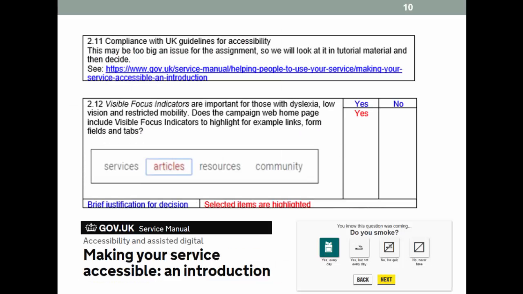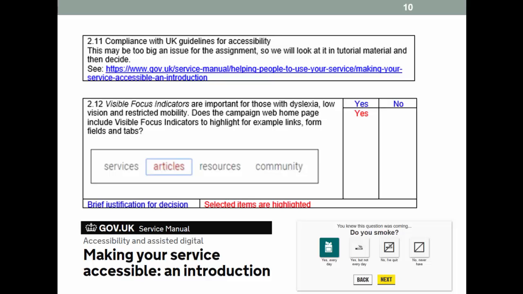There are very detailed UK guidelines on accessibility, and it's arguable that assessment using this is a major exercise in itself and may not be appropriate for a toolkit-based approach, which is meant to be a rapid analysis tool. So we'll consider that and decide whether we include this question at all.